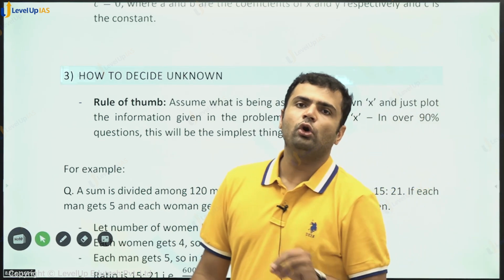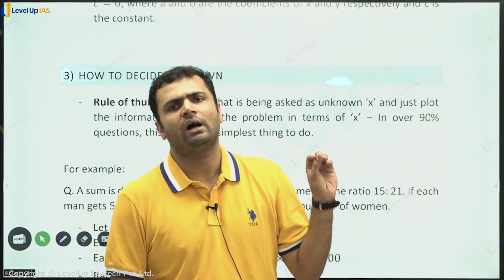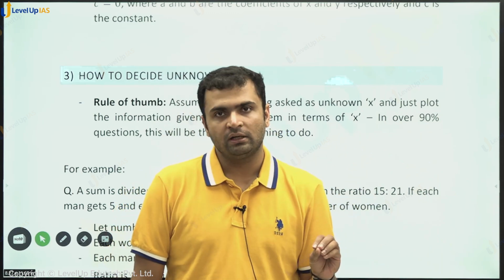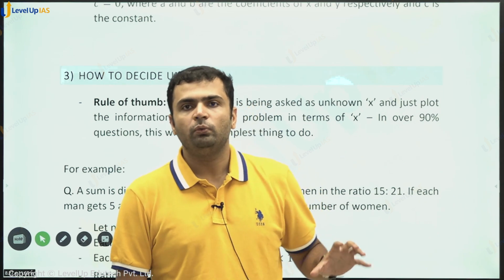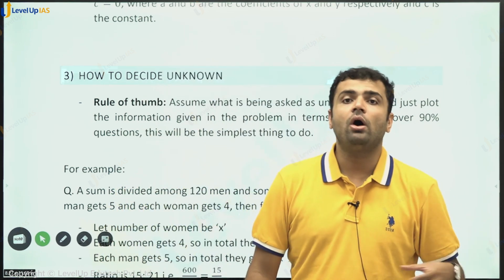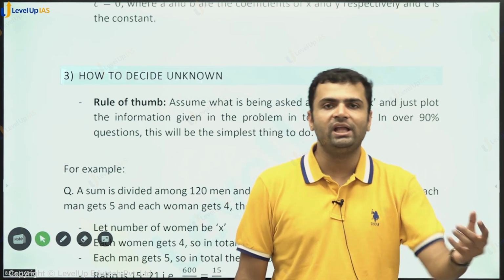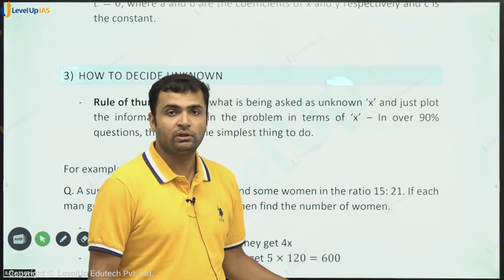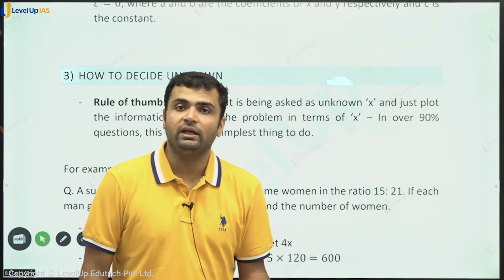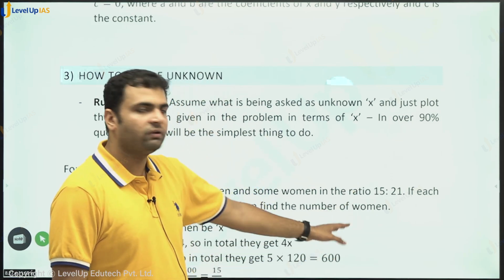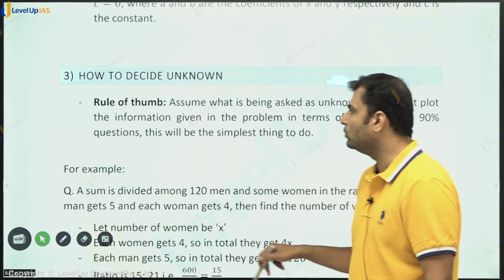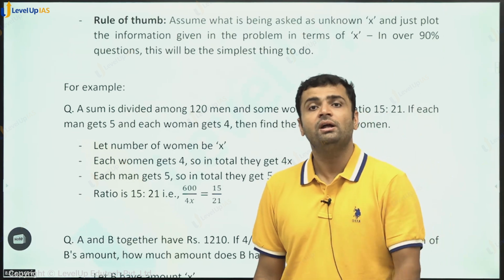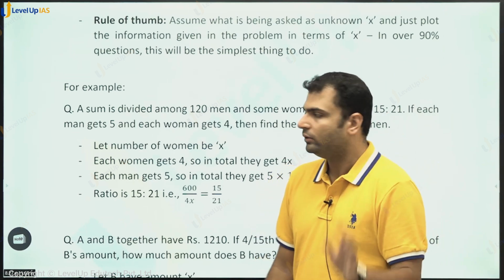Now whatever is being asked, we assume that quantity as our unknown x, and then what we do, we just plot all the information that is there in the question in the form of this x. अब इसको तो एक unknown कर लिया assume, अब और unknown की जरूरत है कि नहीं, that is our second decision that will come later, but let me show you how to do this. And this works in 90% of the problems. 10% में क्या होगा, I'll tell you.